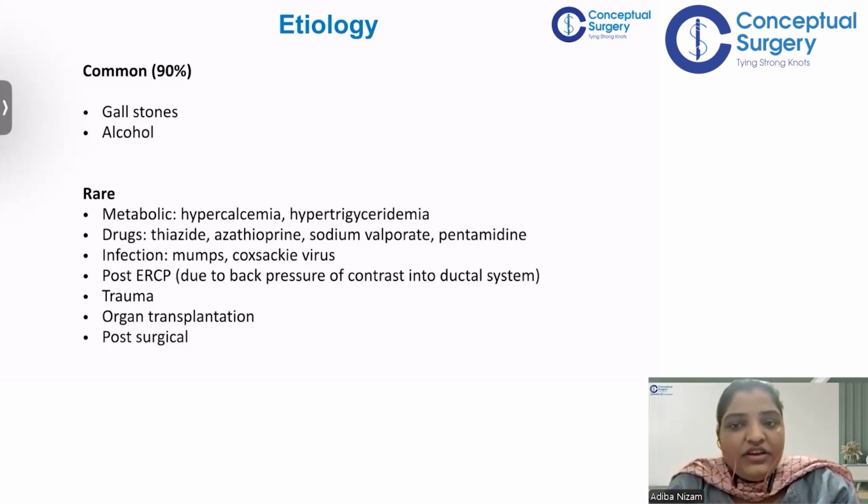Then we have certain drugs which can cause pancreatitis. It's a very long list. I have mentioned very few of these. Then we have infections, which could be bacterial or viral. Then, as a result of instrumentation, as in ERCP, it could also be post-surgical, then because of trauma, organ transplantation, and as a form of hereditary pancreatitis. Hereditary pancreatitis occurs as a recurrent pancreatitis. So it's a recurrent acute pancreatitis that we will encounter in hereditary cases.